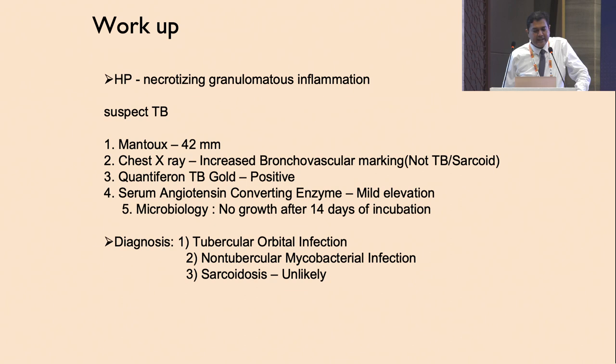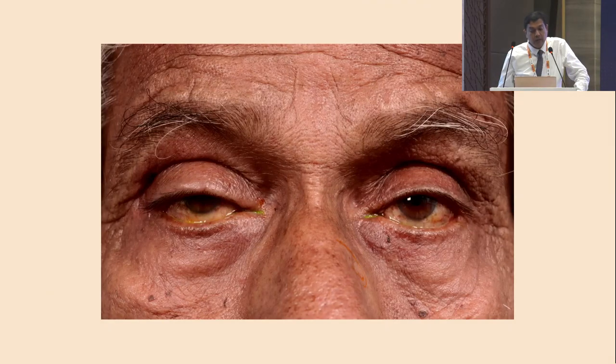Quite interestingly, that was the lead we got from pathology. MONTU was really high. The chest X-ray didn't show anything typical, but the QuantiFERON TB Gold was highly positive. Again, there was a suspicion it could be sarcoid. The serum ACE showed mild elevations, but this was ruled out. Based on that, the patient was sent to a TB center and started on medications with good improvement.